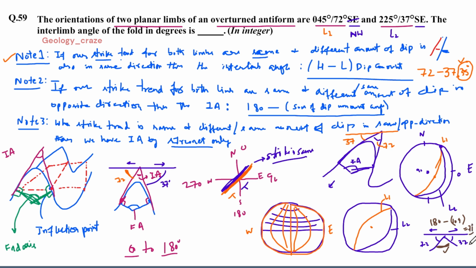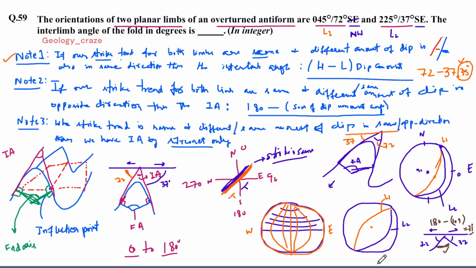On the basis of that number, we will tell whether it is an open fold, close fold, or tight fold. On the basis of this interlimb angle, there is one classification for that also. If it is isoclinal, then it is 0, because both limbs are parallel in that case. So in this way we have to approach this question.